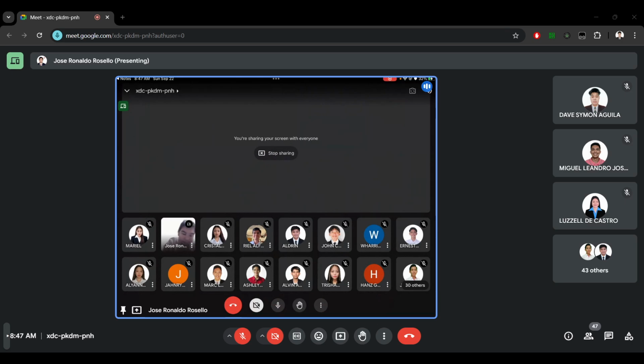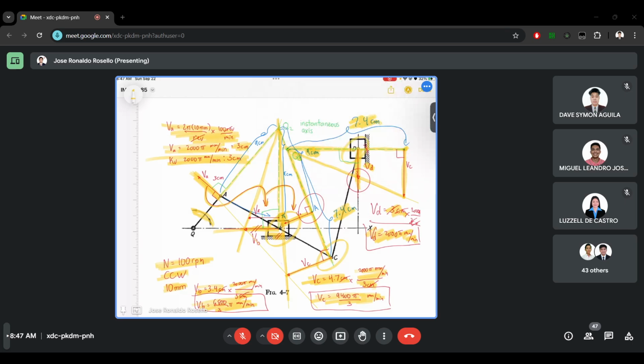Hello, hello. Ano, may naisip ba kayong itanong dito sa figure natin or sa procedure ng instantaneous axis of velocity method? Hi, hi. Gising na, gising na.